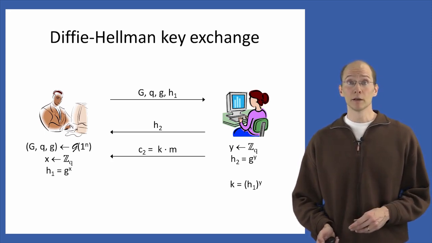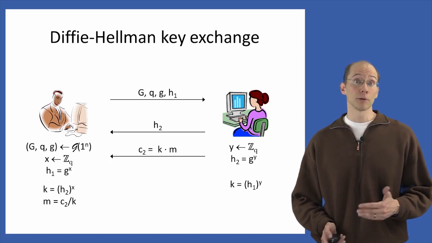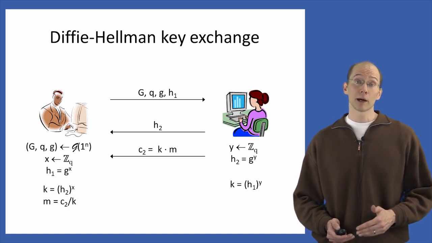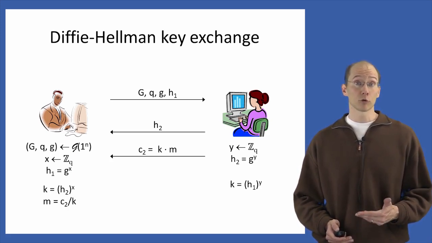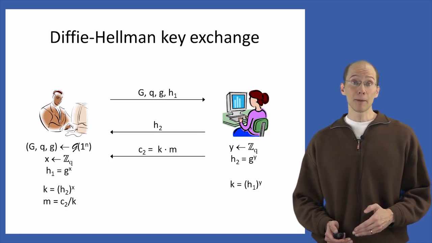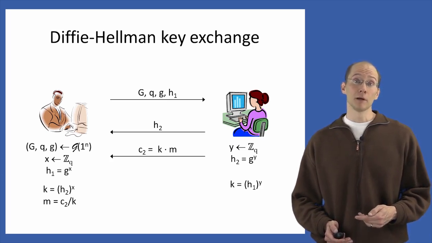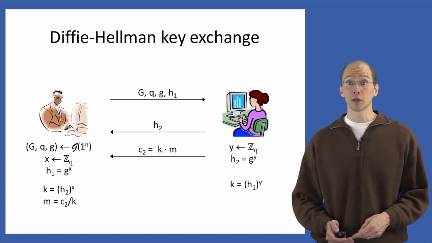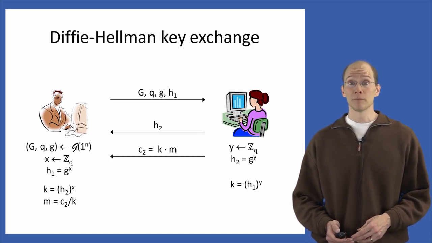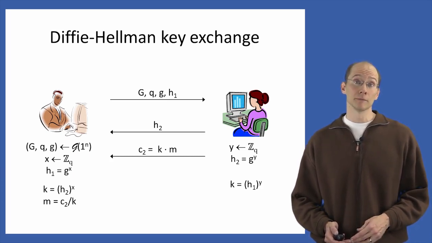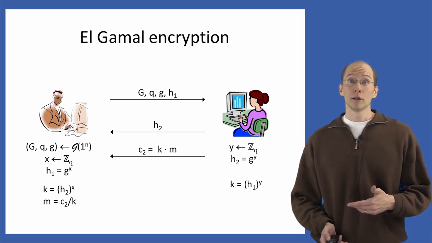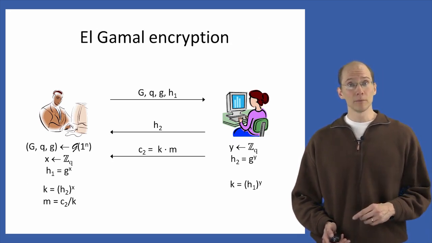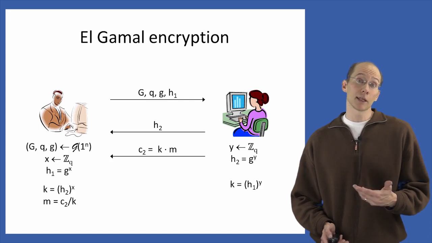Now at the other end, the initial party can also compute the shared key k. They do it by computing h2 to their secret exponent x. And at that point, they can recover the message m by taking the component c2, the final message from the other party, and simply dividing by k.